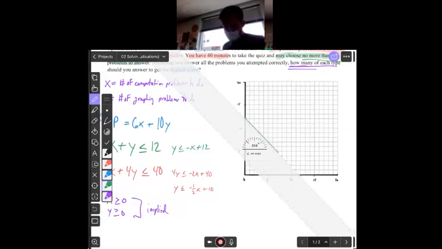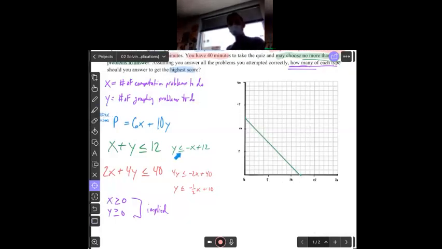Because it says y is less than or equals to, right? So it's a solid line, not a dashed line. Right here, Friday? Okay. I think we talked about, if that just said y is less than, then that would be a dashed line. This is y is less than or equals to, so it's a solid line.